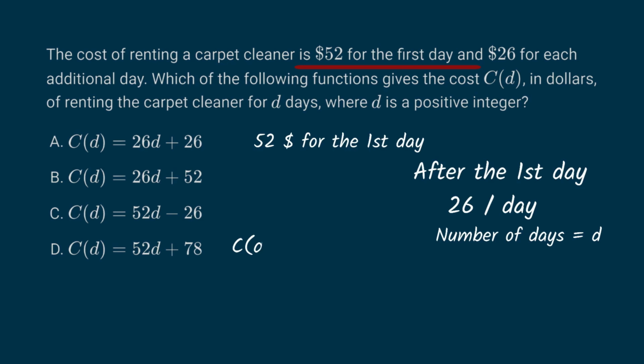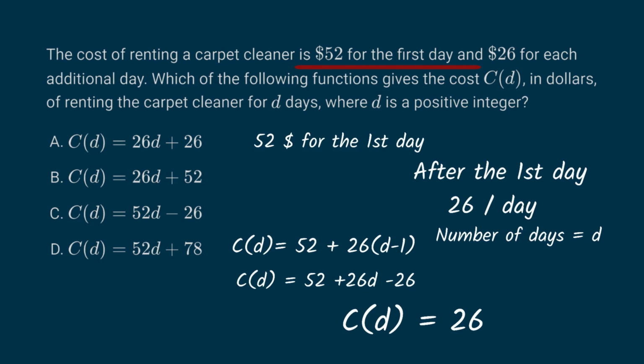Then if we apply this in the function, it will be C of D equals 52 plus 26 multiplied by D minus 1, which if we simplify will end up as 26 plus 26D. In that case, the answer is A.